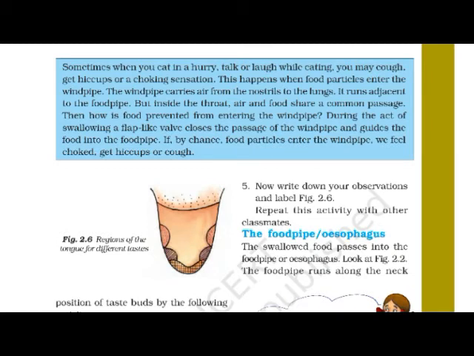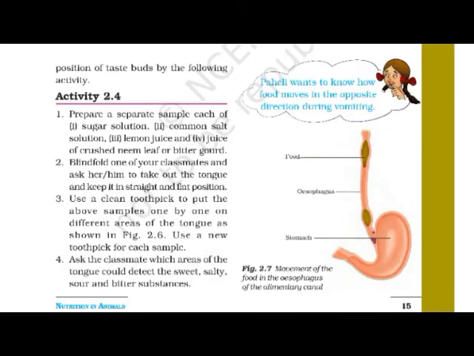The food pipe, esophagus, is shown in figure 2.7, movements of the food in the esophagus of the alimentary canal. You can see the figure, see very carefully. The swallowed food passes into the food pipe or esophagus. Food pipe has another word, that is the esophagus.